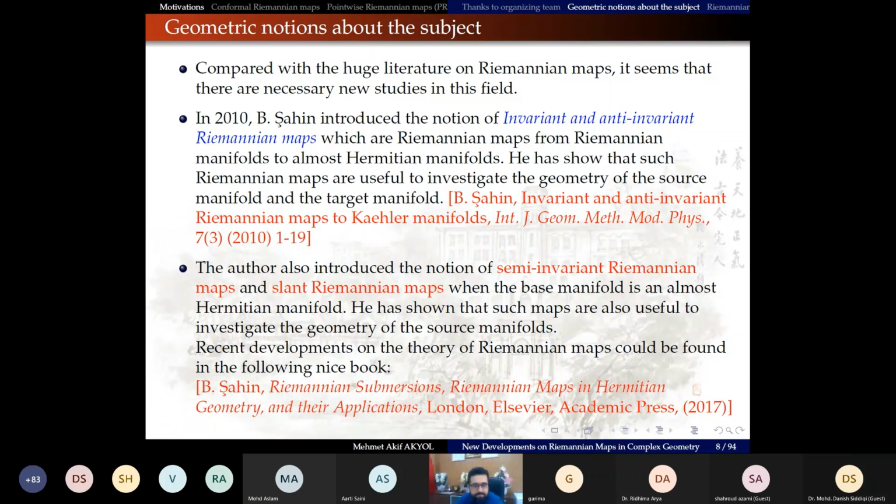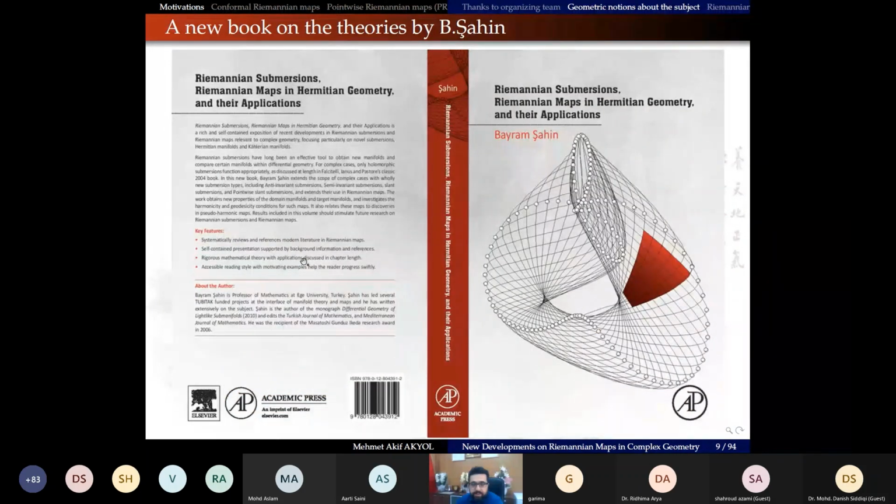And after that he published a new book on these theories by Bayram Sahin. In this book, you can find many different kinds of Riemannian submersions, Riemannian maps, and their applications. I think this book will be a nice book in the field, because it has many different definitions on the theories.